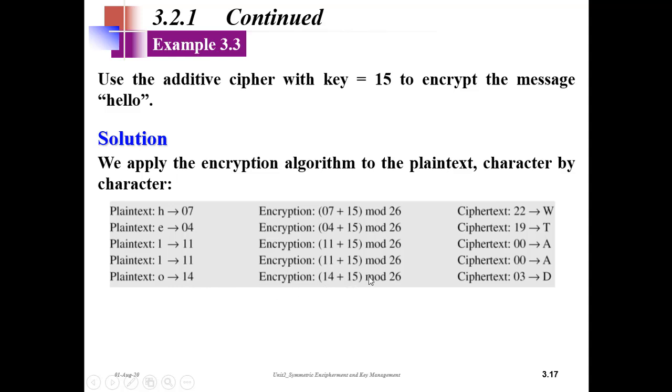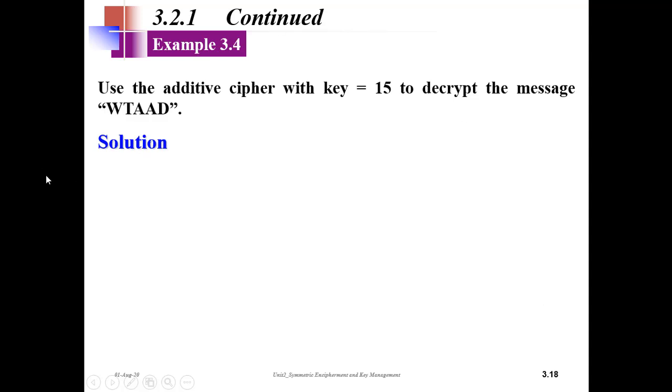So 14 plus 15 mod 26 is 29 mod 26. 26 ones are 26, but the number is 29, so 29 minus 26 is 3. So the ciphertext is 3. A is 0, B is 1, C is 2, so D should be 3. So what is our ciphertext for hello? WTAAD. This type of example you can expect in the exam.